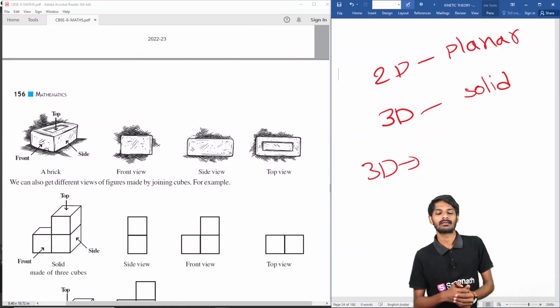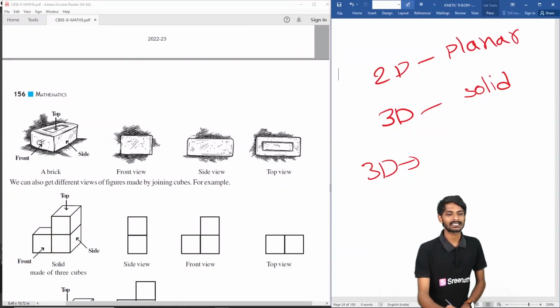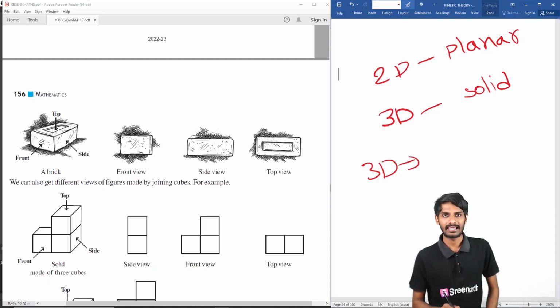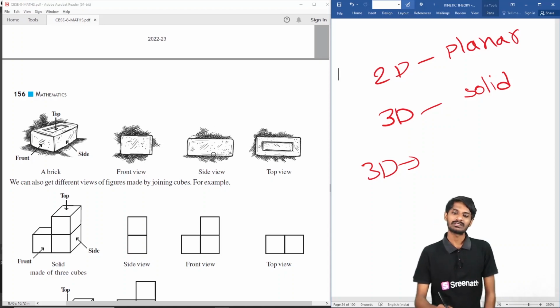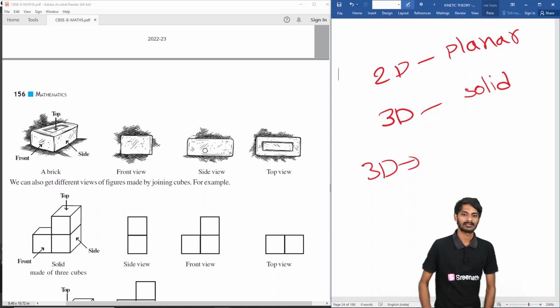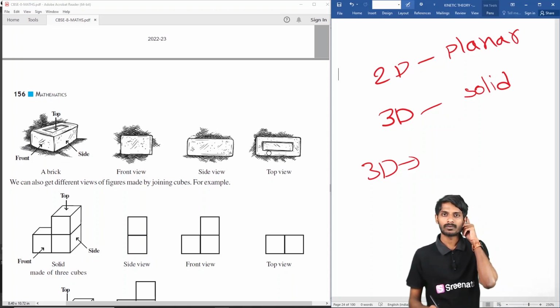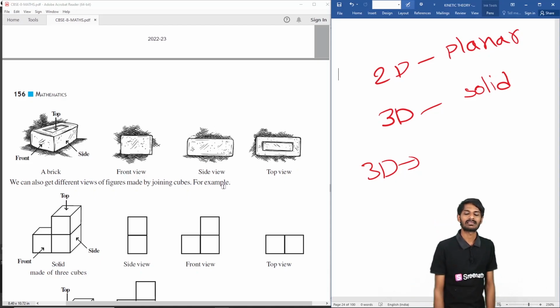And a brick is there. If you look at the brick from the front, it is just like a rectangle. And if you see the brick from the side, it is also looking like a rectangle, but here the length is different. And if you look from the top, it is looking like two rectangles. So the top view is different from the side view and the front view.